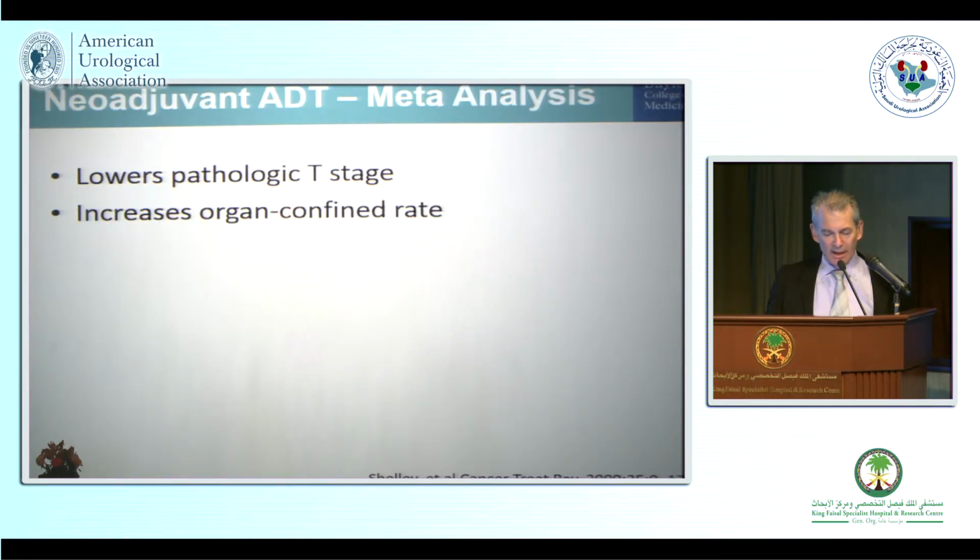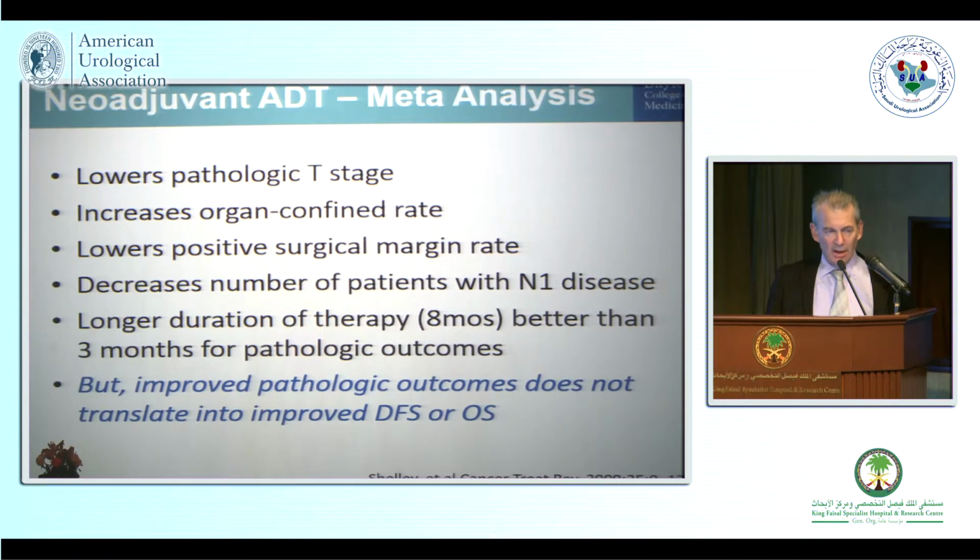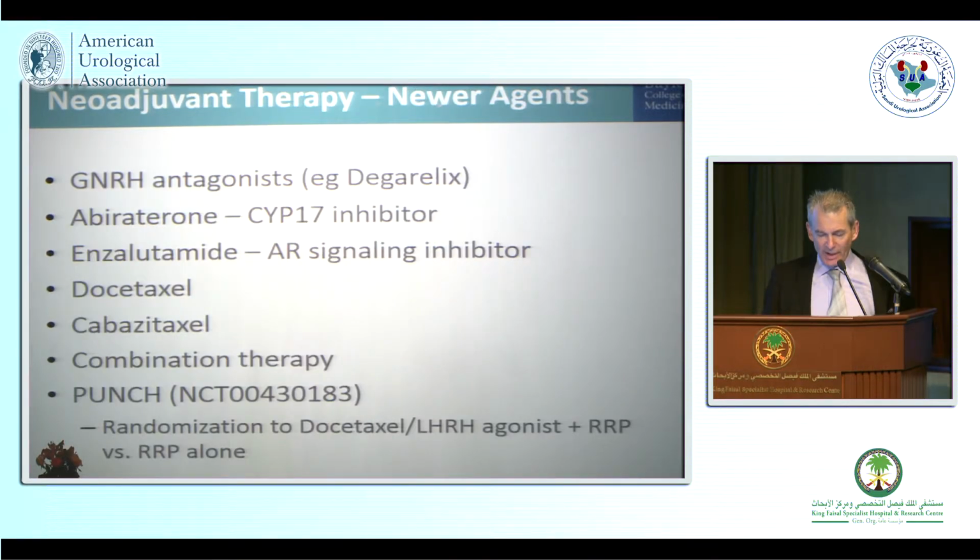But then when you look at a meta-analysis, I think the data is quite clear that while you can get better pathologic outcomes giving hormonal treatment ahead of time, I'm not aware of a study that's shown a long-term survival benefit. So I think that hormone therapy alone in locally advanced disease prior to radical prostatectomy doesn't have a place right now off clinical trial. I'd like to see the results of the PUNCH study, which was a randomization to hormones with or without docetaxel, plus radical prostatectomy. We'll see what that shows.